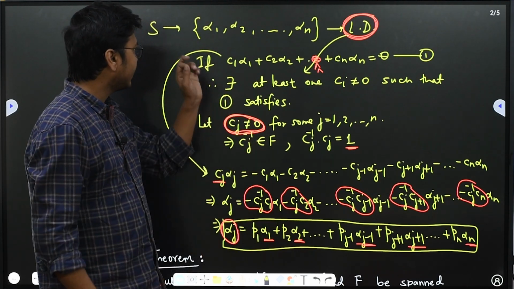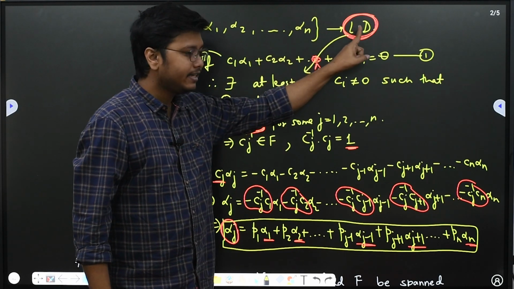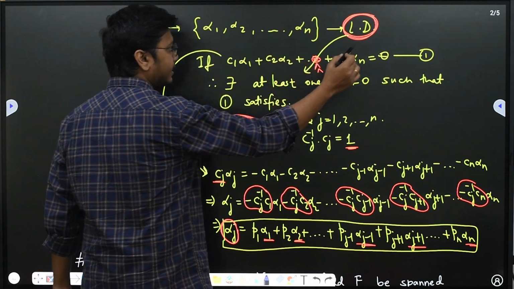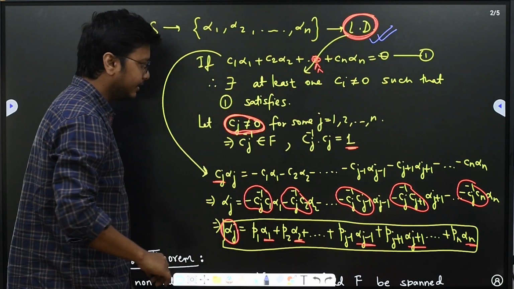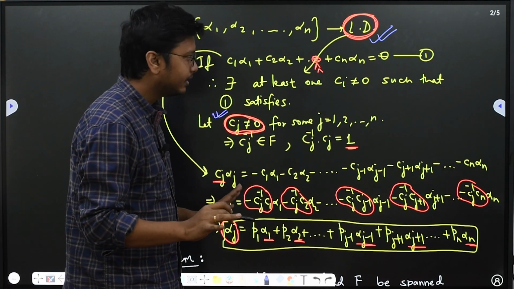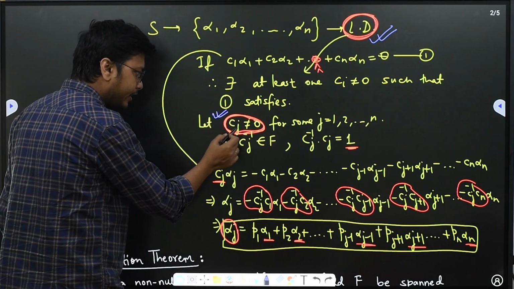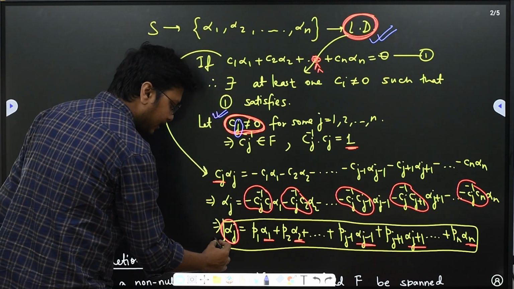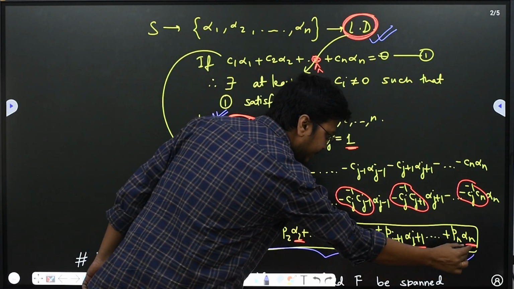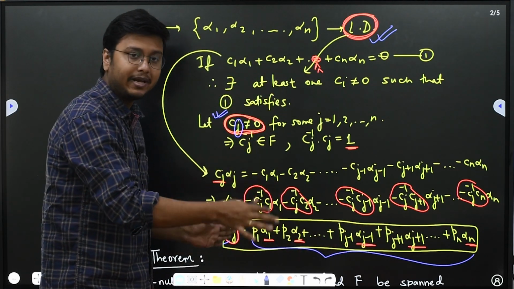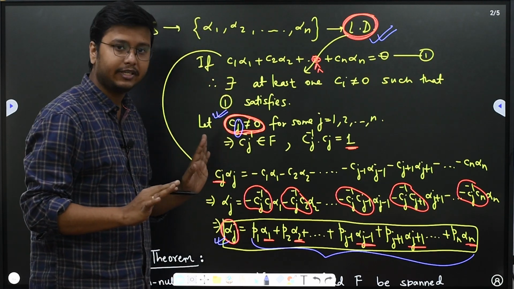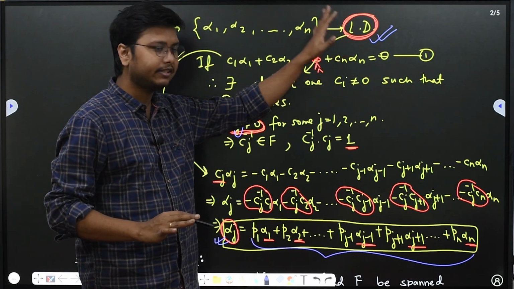So I'll just recap once again. If the given set is linearly dependent, then there exists some Cj which is non-zero as per the linear dependence definition. Corresponding to this jth index, the alpha j element can be expressed as a linear combination of the remaining other elements of the S set. So now keep this property in your mind. This is going to happen whenever a set is linearly dependent.